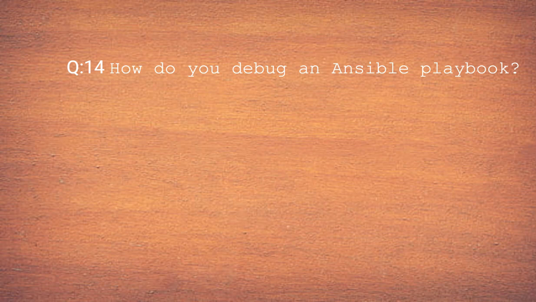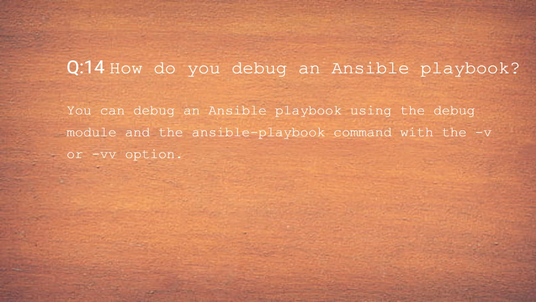Plus we can run the playbook like ansible-playbook, then the playbook name, with the -v or -vv option. That will help you get detailed output under a particular task. Otherwise it will just show the status as ok or changed, and change its color. But if you want to trail information, you have to choose this option.